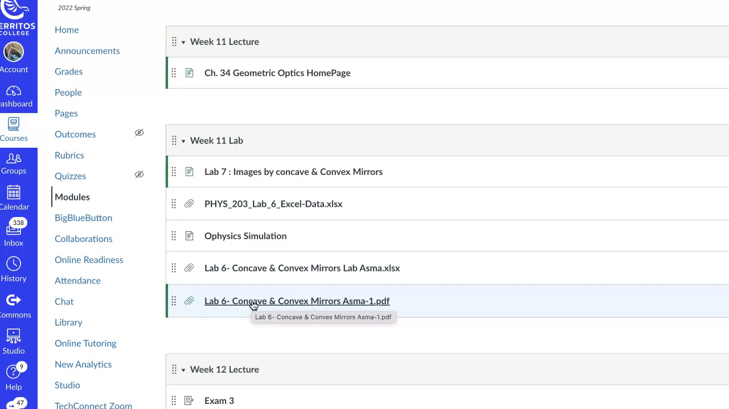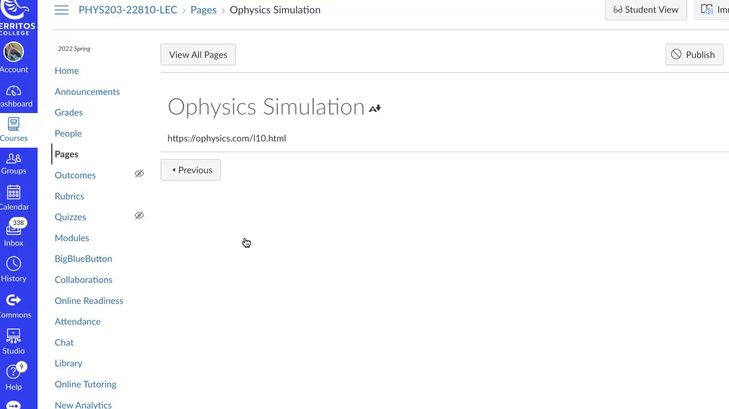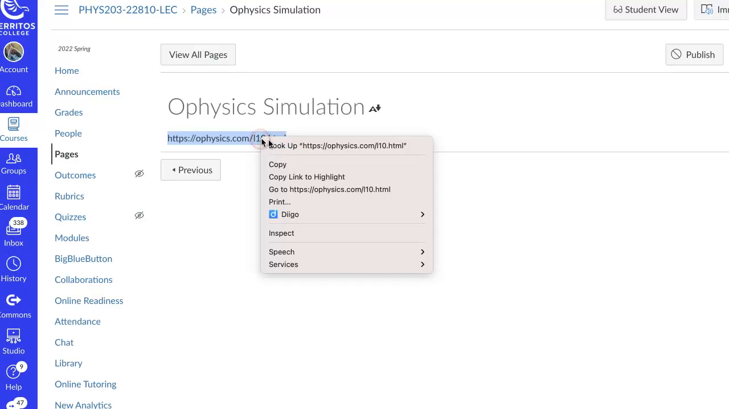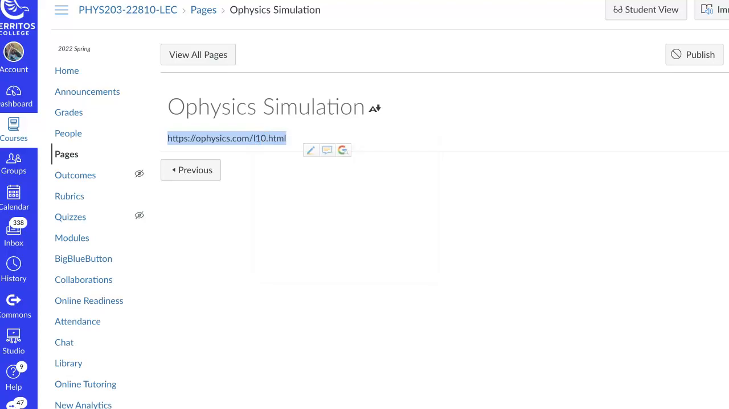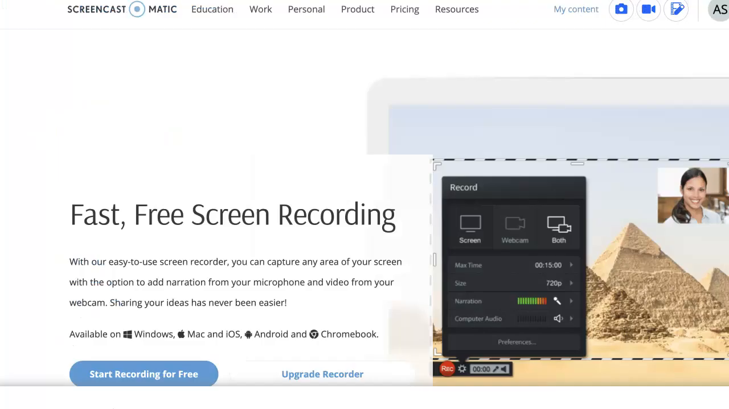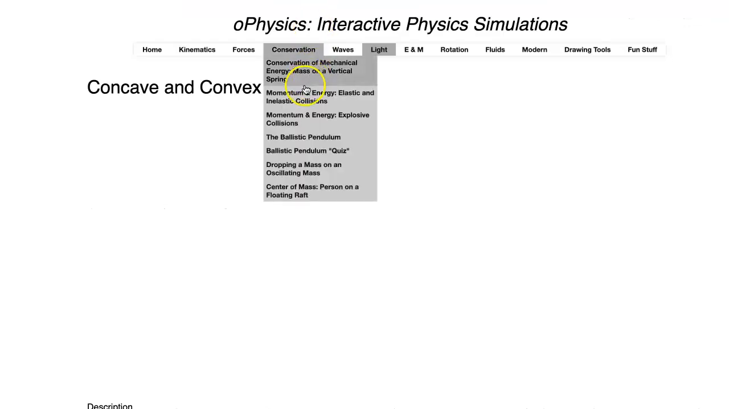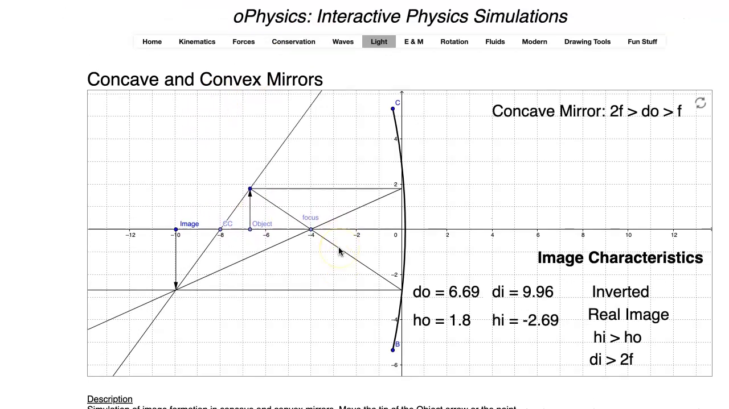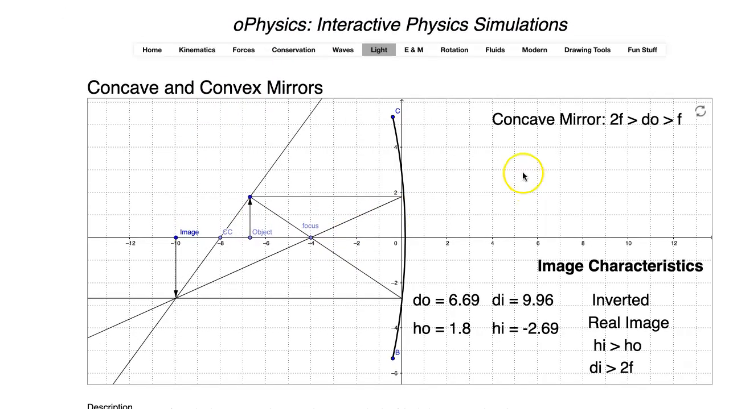All right, now the first thing is we're going to go to the physics simulation here. If it did not open, search for it. I don't know why sometimes it's not going to work. Then I will have it pasted here, and I am on the page that says concave mirror, and this is the simulation.